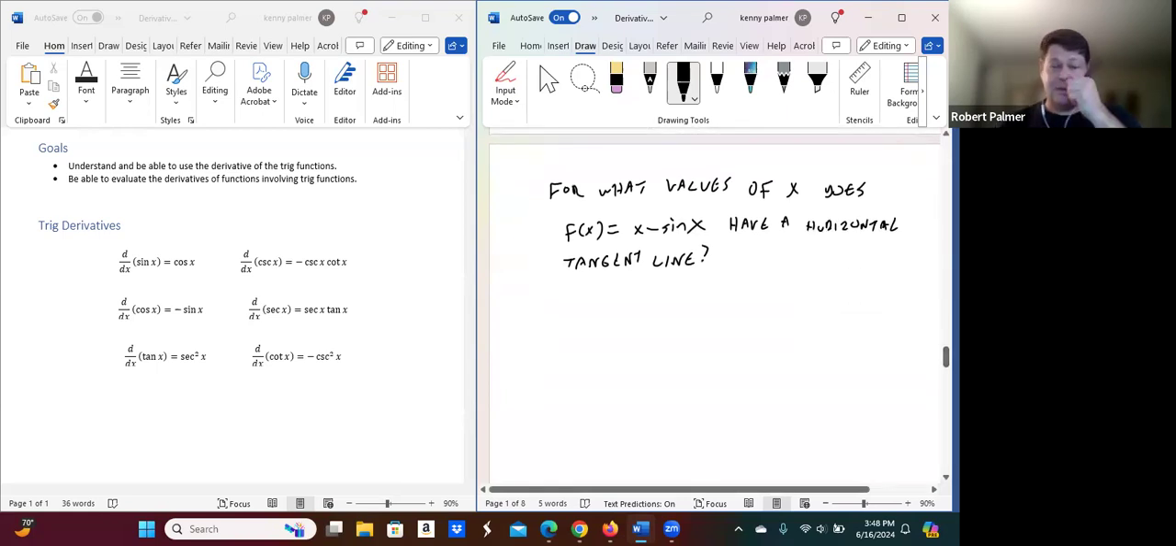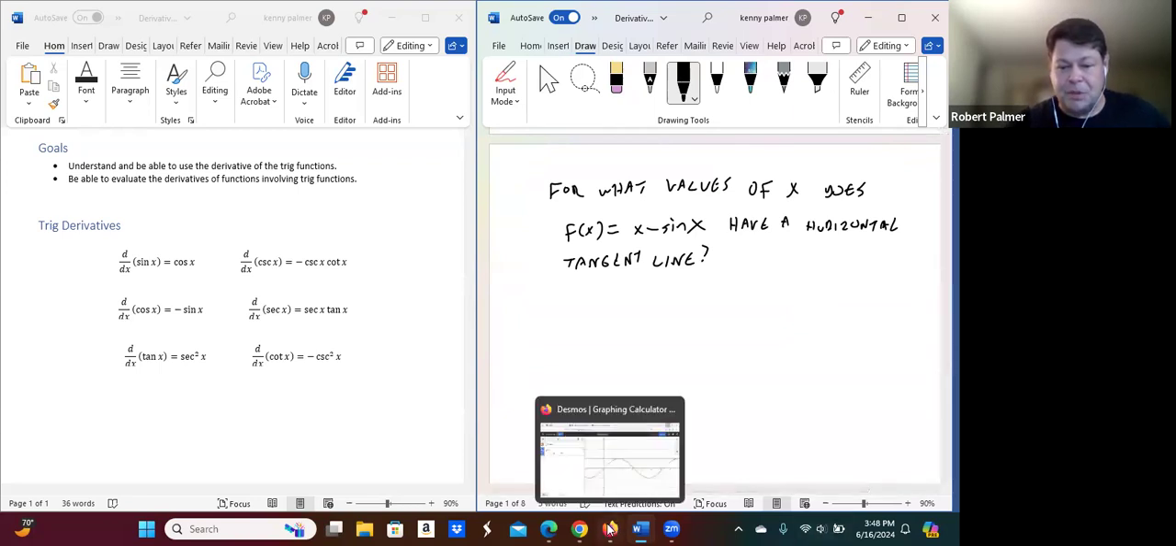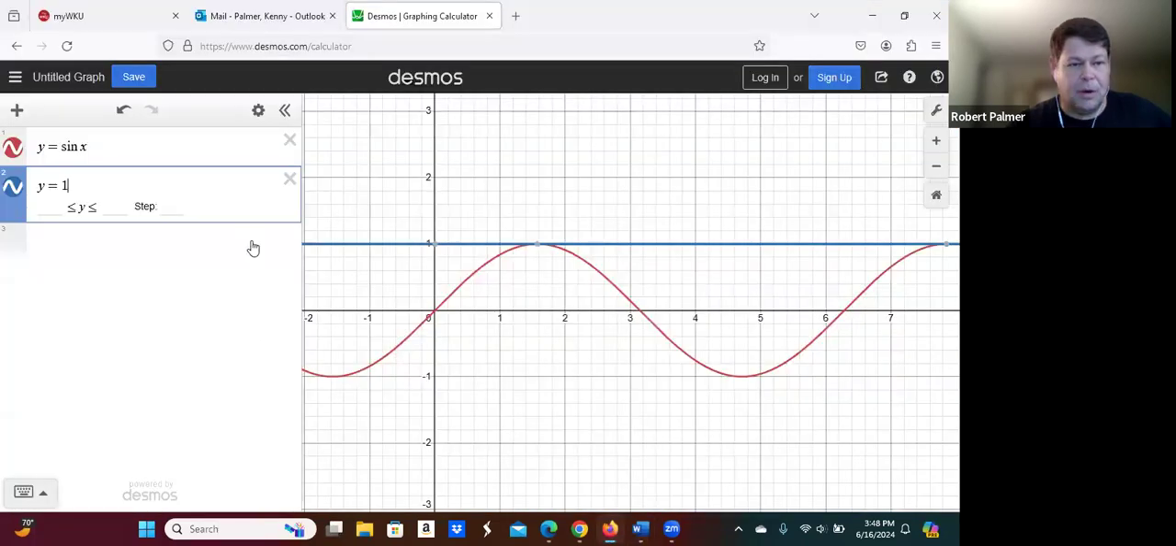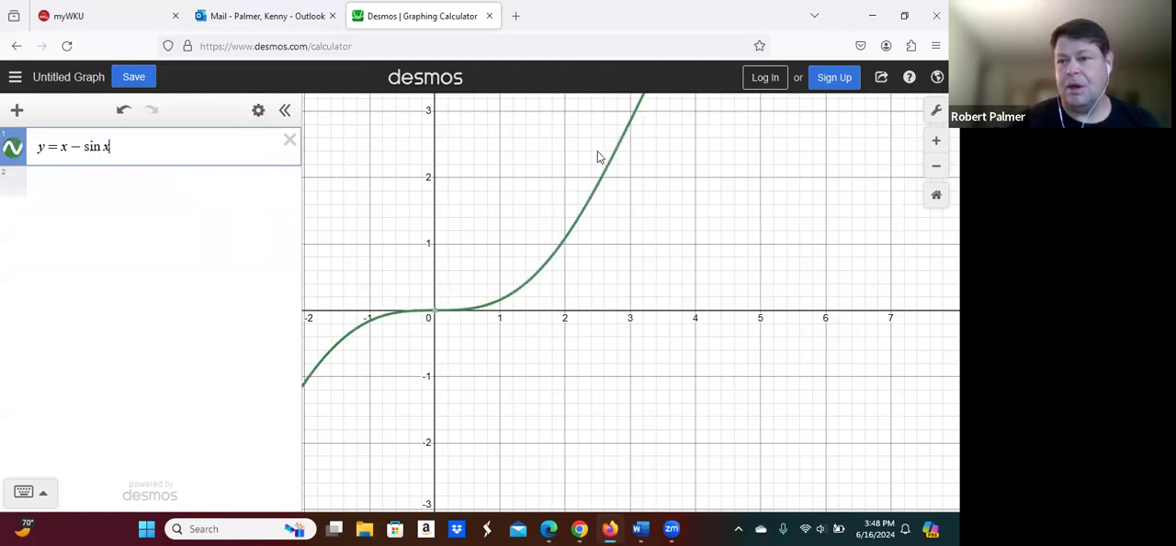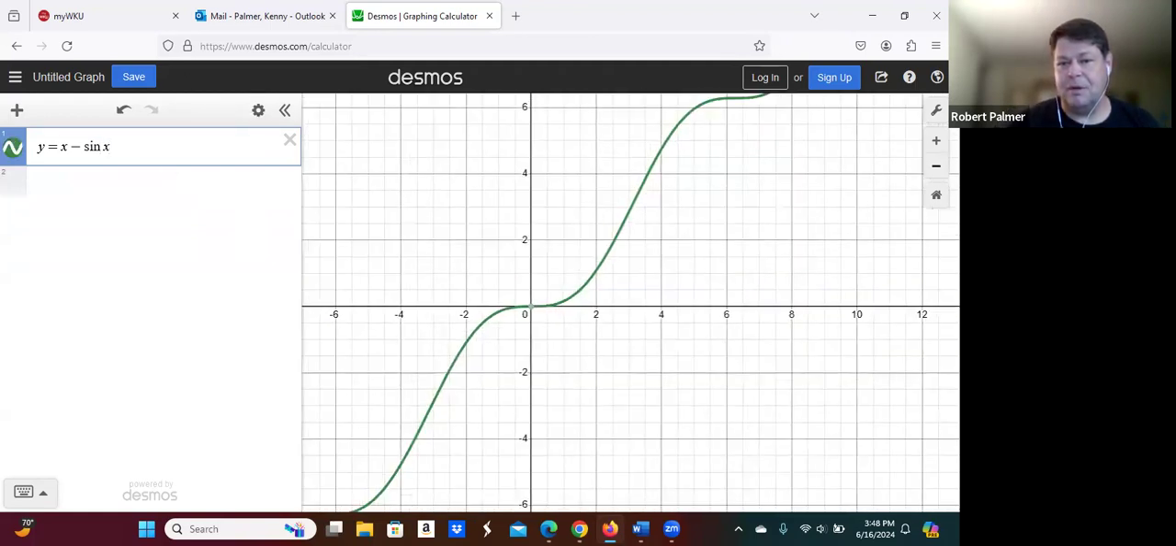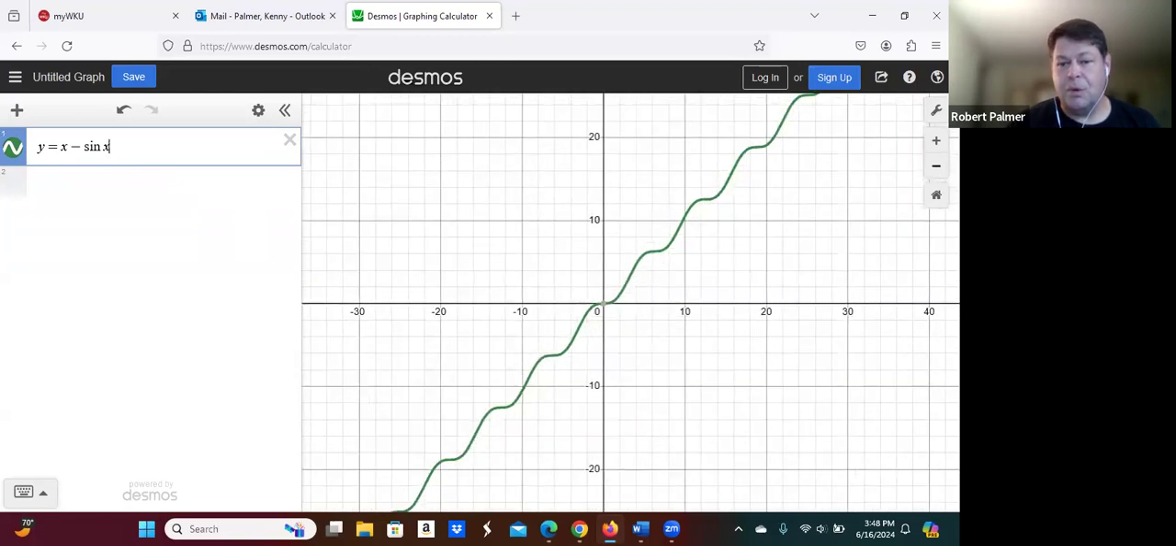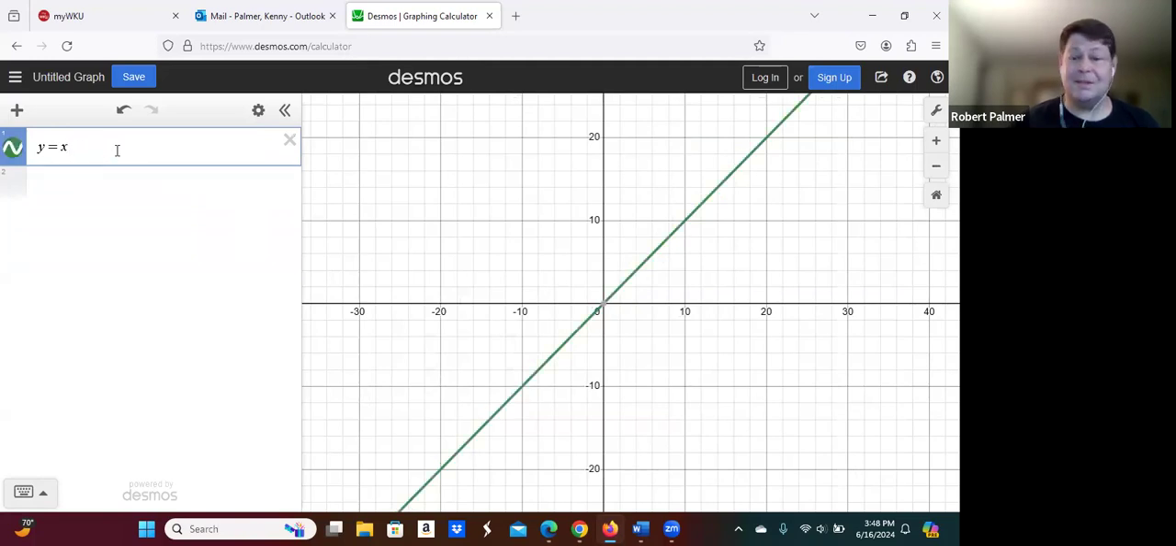So first off, let's go to Desmos and graph this, to get an idea of what we should expect. All right, I should get rid of both of these. Our function was x minus sine of x. So y equals x minus sine of x. Now, if you notice, it's kind of an interesting function, and it grows. If we just had y equals x, that would just be a straight line. In fact, let's show that. So we just did y equals x. That's just a straight line.